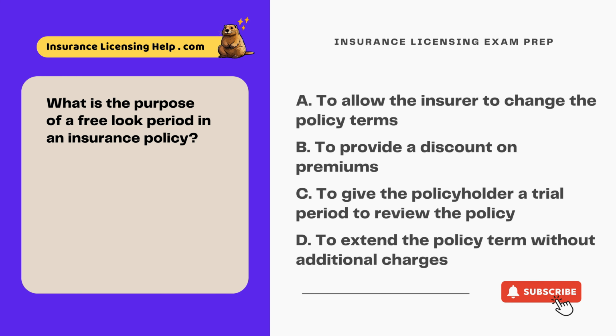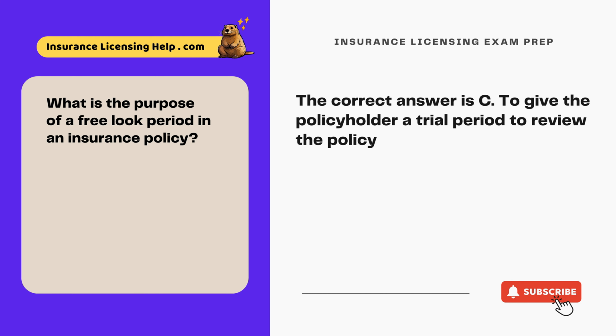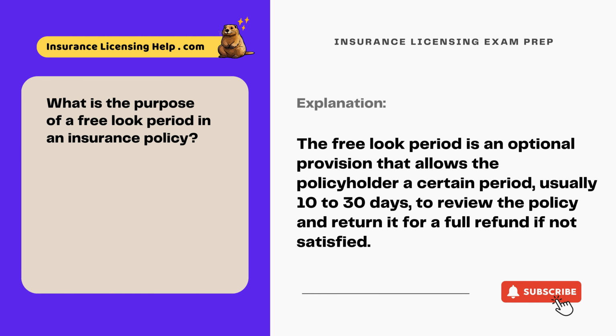What is the purpose of a free look period in an insurance policy? A. To allow the insurer to change the policy terms. B. To provide a discount on premiums. C. To give the policyholder a trial period to review the policy. D. To extend the policy term without additional charges. The correct answer is C. To give the policyholder a trial period to review the policy. The free look period is an optional provision that allows the policyholder a certain period, usually 10 to 30 days, to review the policy and return it for a full refund if not satisfied.